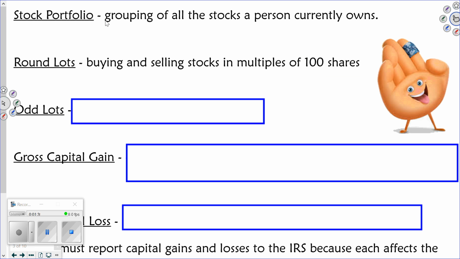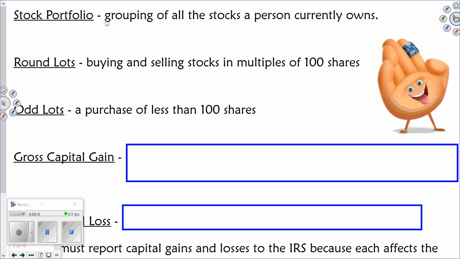We have round lots and odd lots. A round lot is buying and selling stocks in multiples of 100 shares. They call them round lots, right? 100's a nice round number, so they call them round lots, a lot of shares. That is multiples of 100. So want to guess what odd lots are? It's a purchase of less than 100. They call it an odd lot.